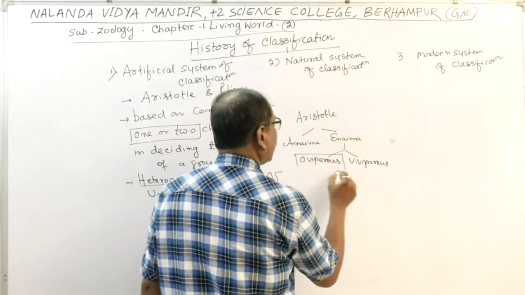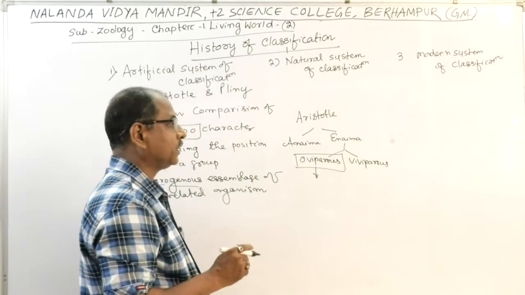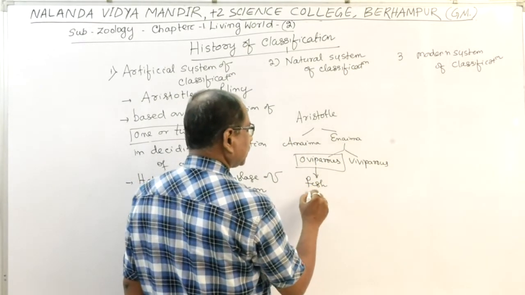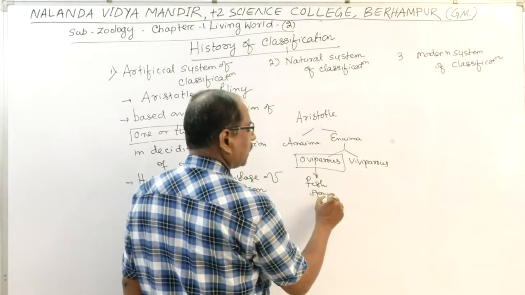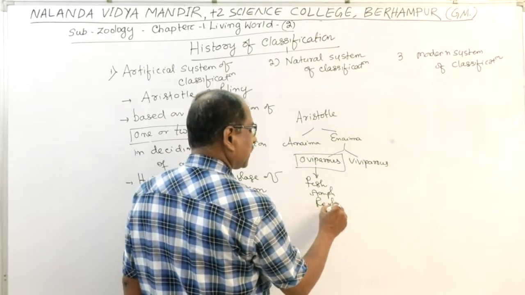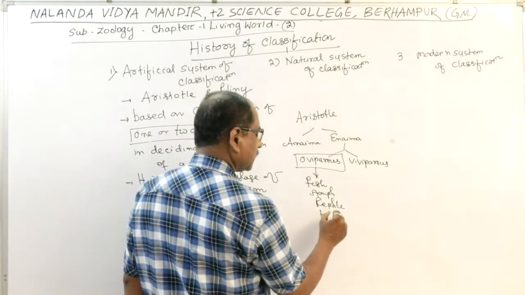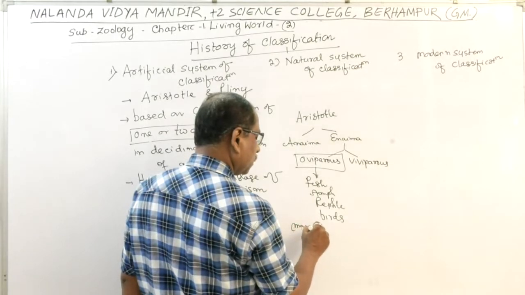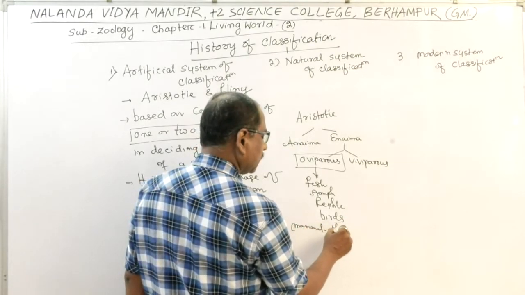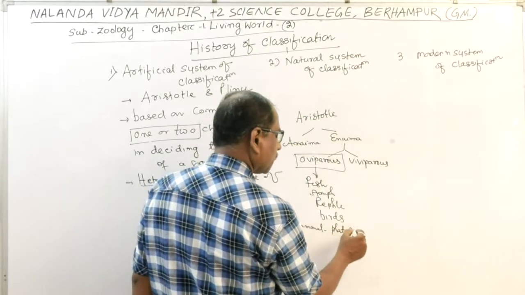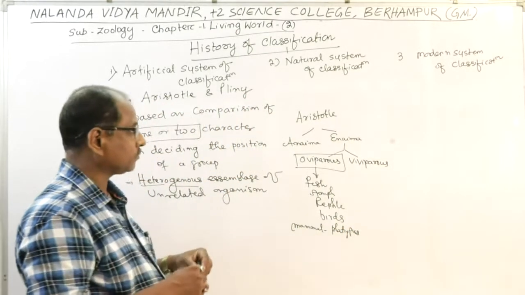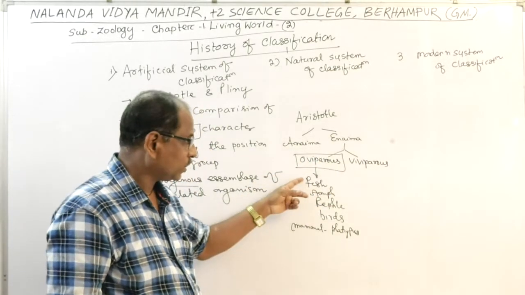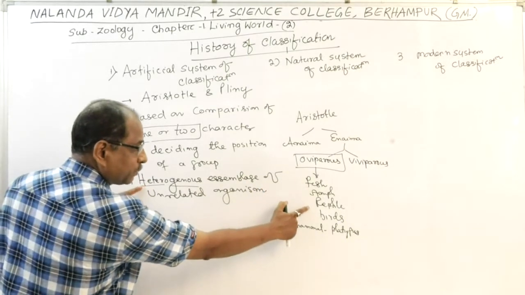Let us take the best example in oviparous. This group includes maybe the fish, maybe the amphibians, reptiles, birds, and mammals also, like platypus. Oviparous animals include different types of unrelated animals.